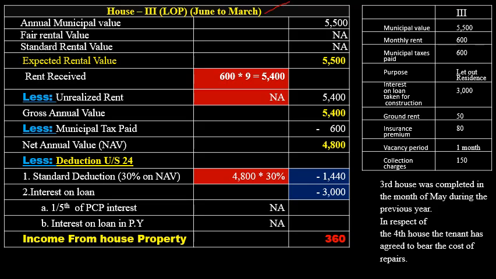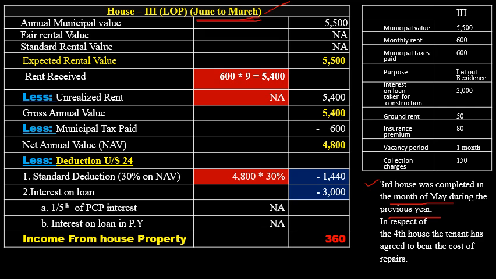Let me solve the third house. The third house is a let out property. One point you have to note down, which I have already explained. The third house was completed in the month of May during the previous year, and therefore the house was used from June onwards. The owner or SSC can utilize it from the month of June onwards. So therefore we have to calculate the income from June to March of the previous year, because he used it from June onwards. In the month of May only the construction was completed.